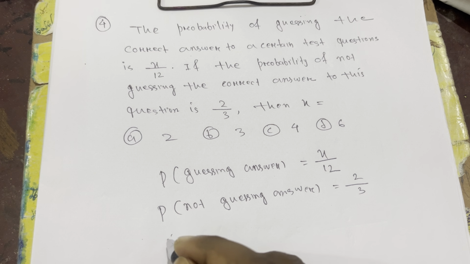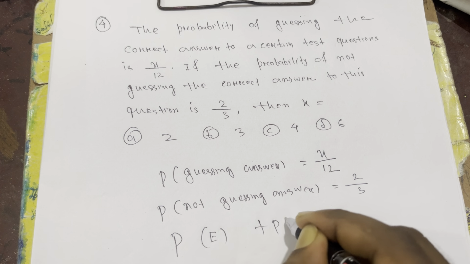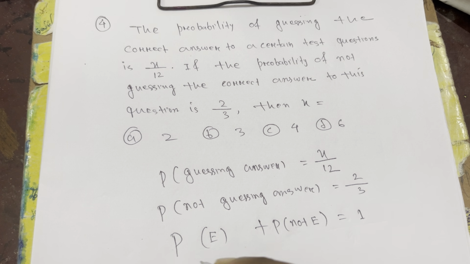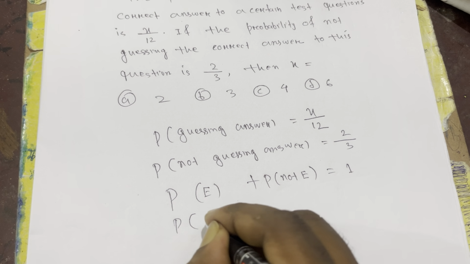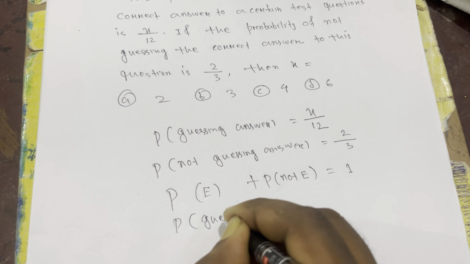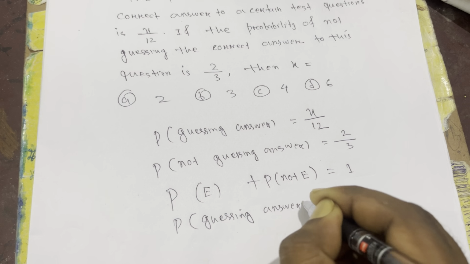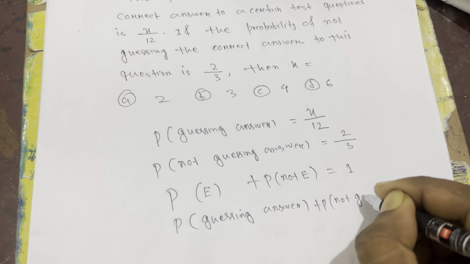As you know, probability of E plus probability of not E, that is E bar, is equal to 1. That means probability of guessing the question plus probability of not guessing the question is always equal to 1. Probability of guessing the answer plus probability of not guessing the answer, right?